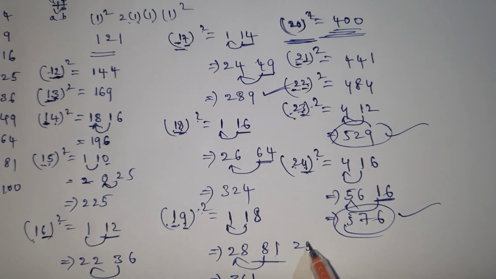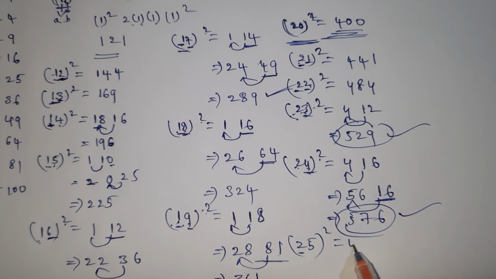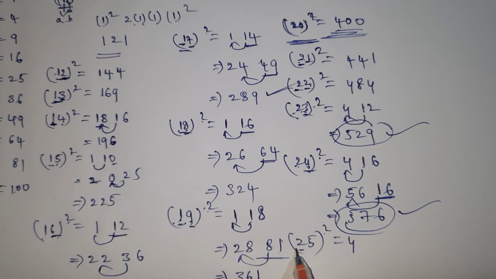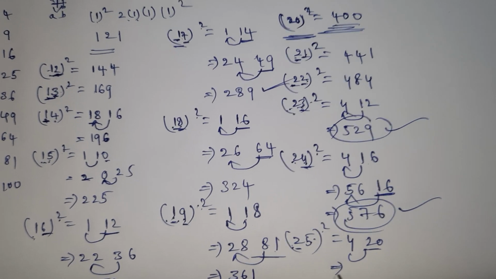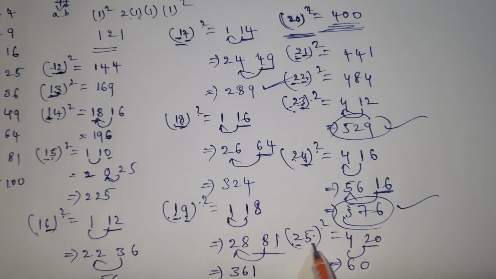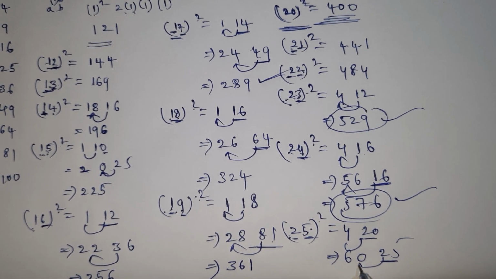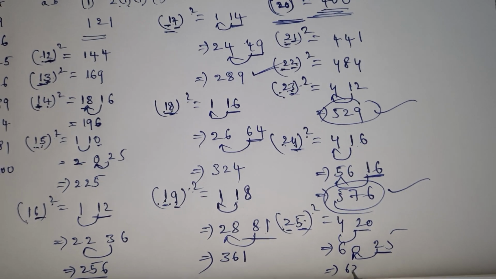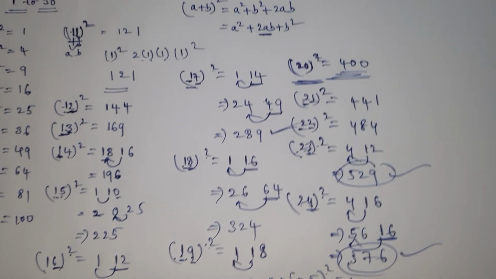So 25 square. 25 square again: 2 2s are 4, 2 into 5 into 2 is 10, into 2 is 20, so 20. In this 20, 2 is carry, so 4 6 0, and 5 5s are 25. In this 25, adding 2 is 6, 0, how much? 62, again 5. 625 is the answer, 25 square.